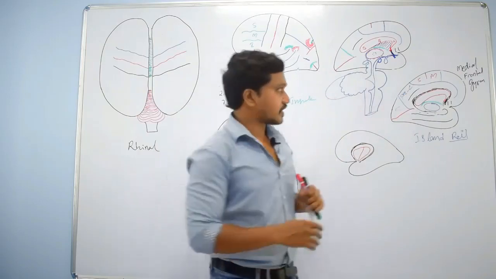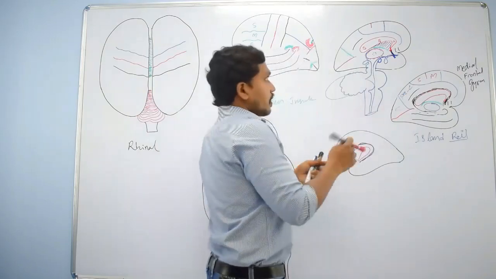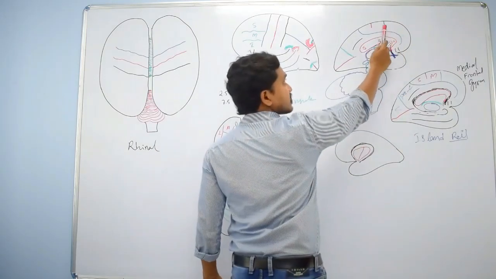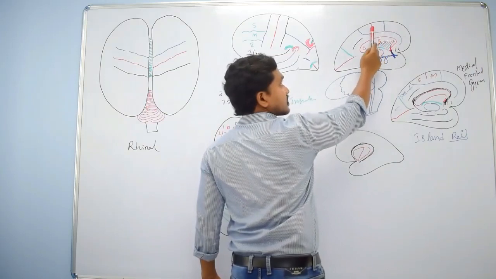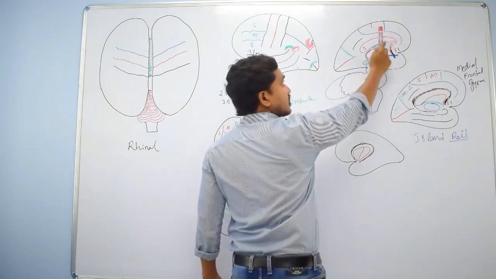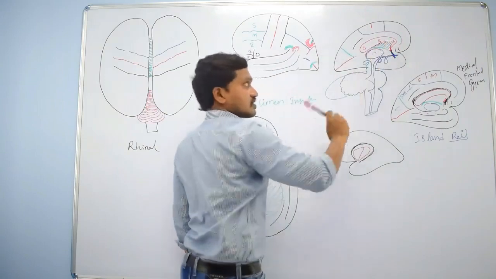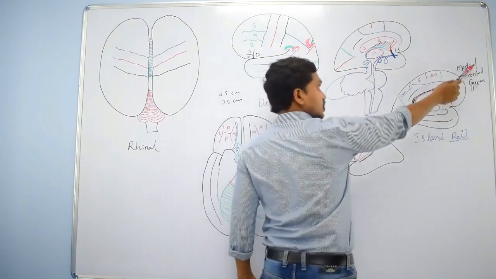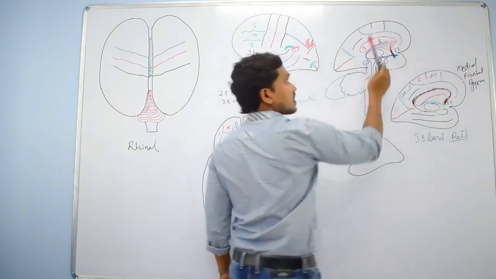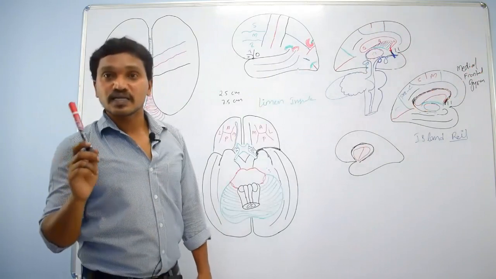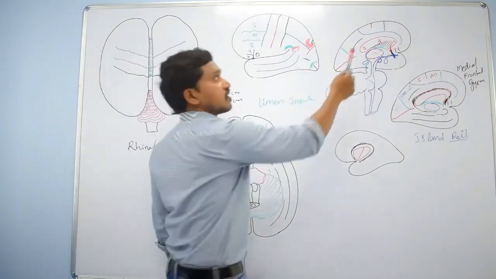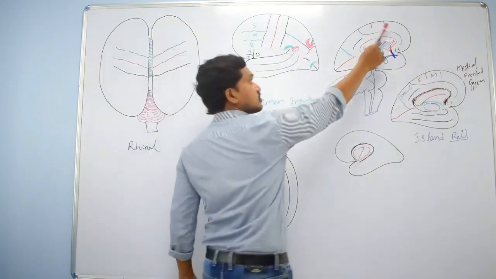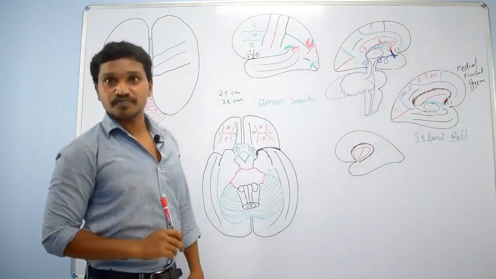Let me tell you that the part present above the cingulate sulcus, in front of the central sulcus, only this area, which we call the medial frontal gyrus and the anterior part of the paracentral lobule, only this part belongs to the frontal lobe.